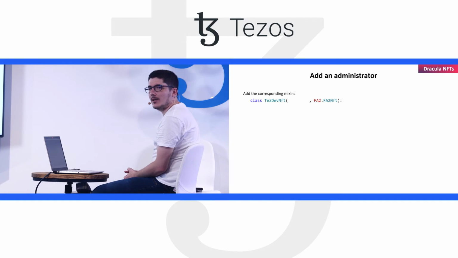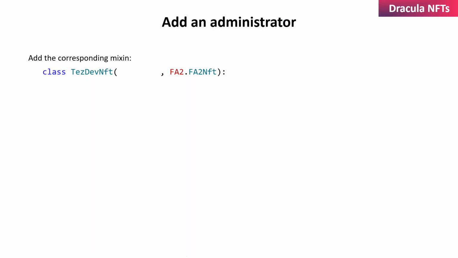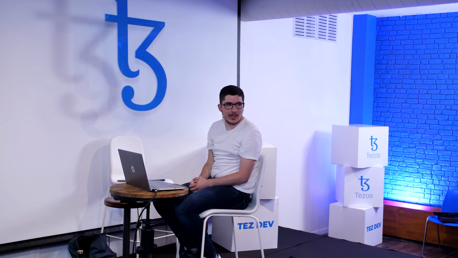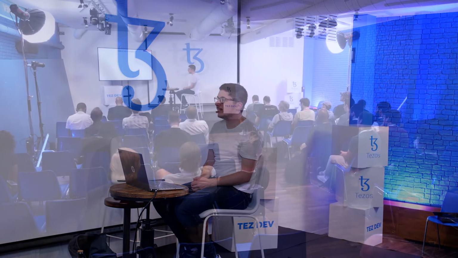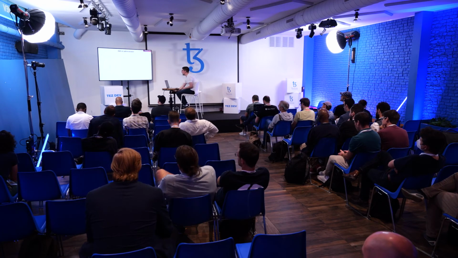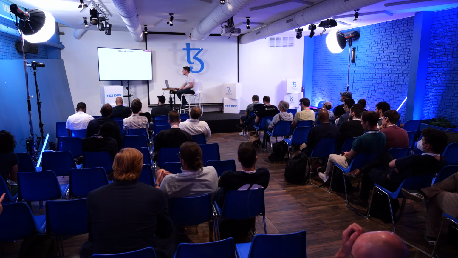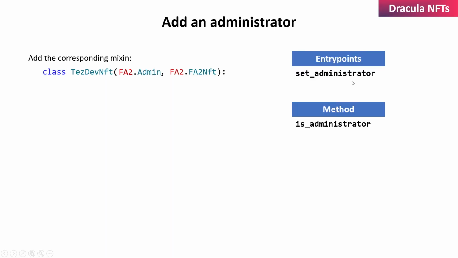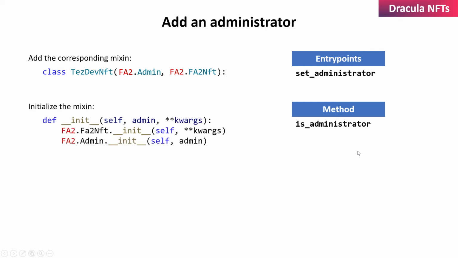I want to add another feature, which is to have an administrator. We have a lot of mixins with the FA2 library. Mixins are classes you can inherit from, and that will add little functionalities. So for example, here we can inherit from FA2 admin. It will add an entry point, set administrator, and a method you can use everywhere in your code, isAdministrator, to know if someone is the administrator.